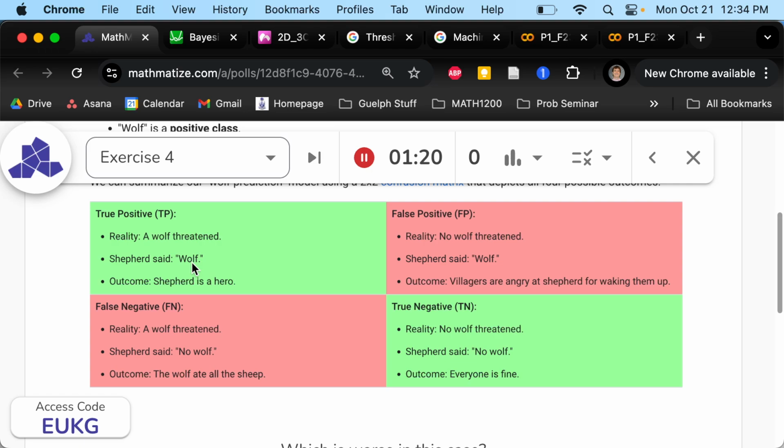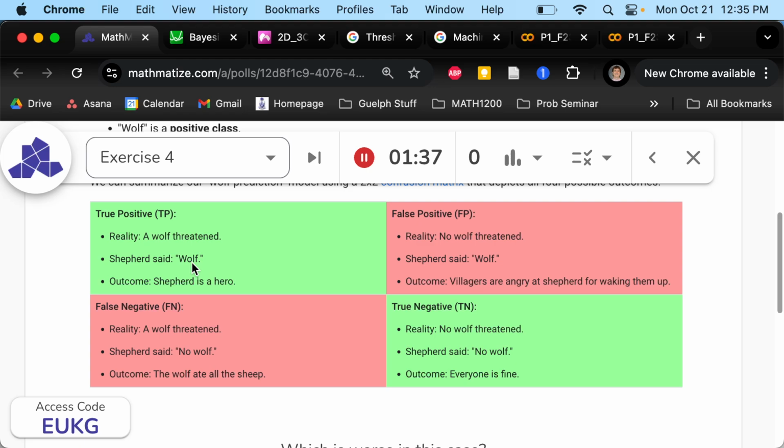In this situation, what is the outcome? We are a hero. We ring the bell, the townspeople come and save us, and they're like, oh my god, you're so brave, you fought off the wolf. Amazing. On the other hand, a true negative, if there is no wolf, and we say no wolf, then everybody is fine. So that's great. That means we got it right.